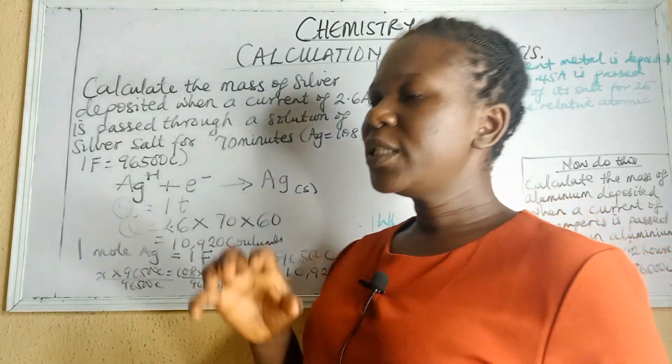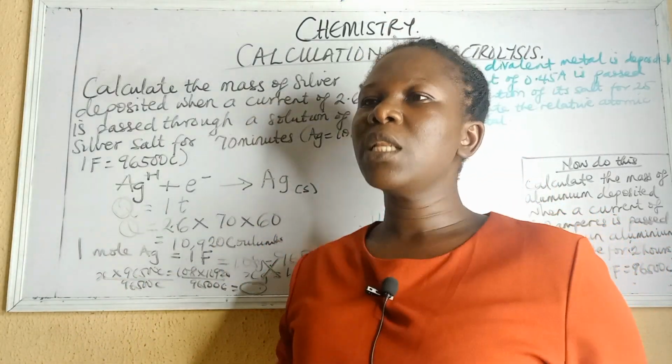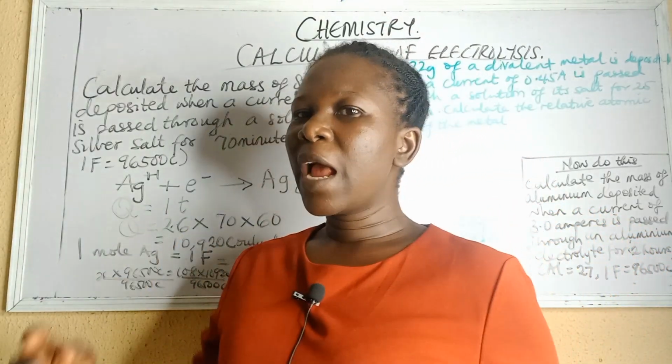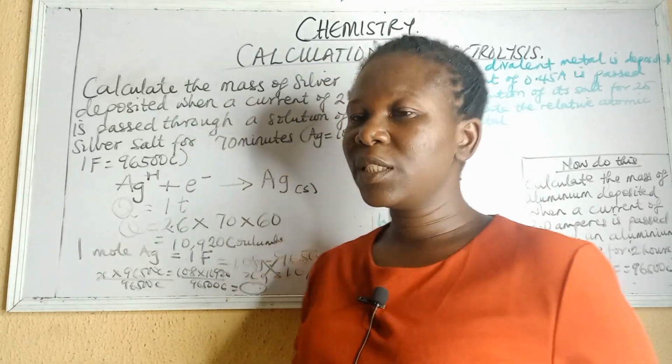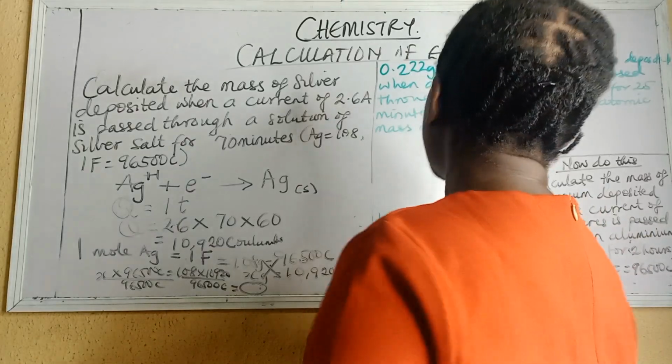So the quantity of electricity that is put into the electrolyte is directly proportional to the mass of the elements discharged during electrolysis.